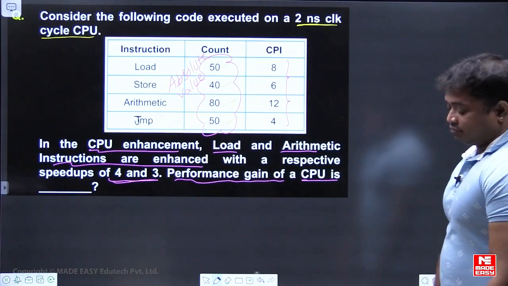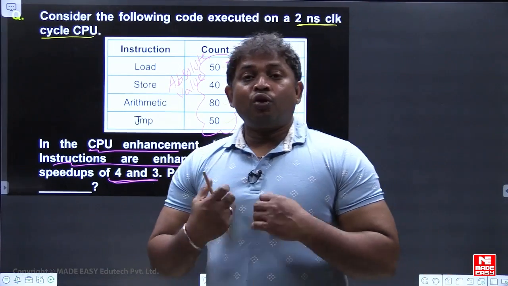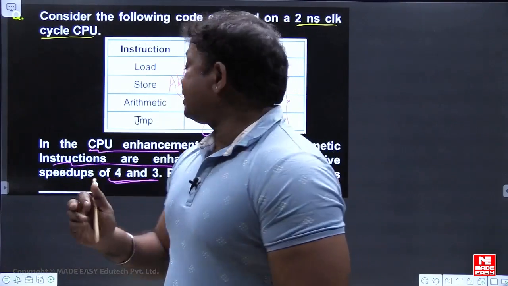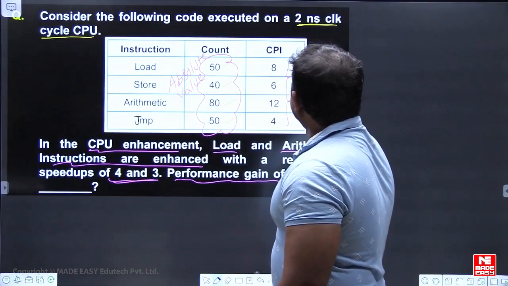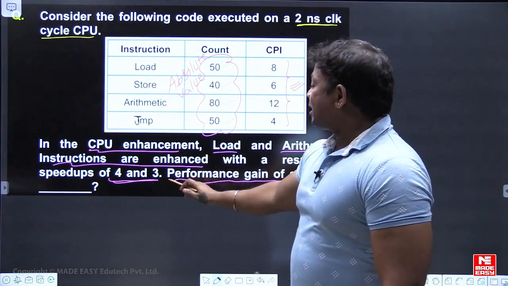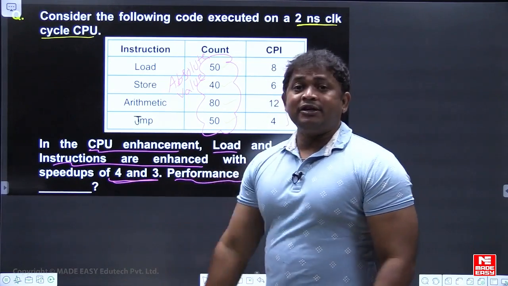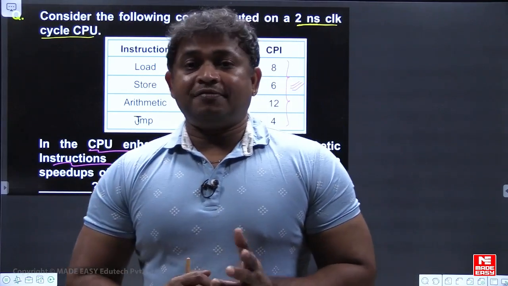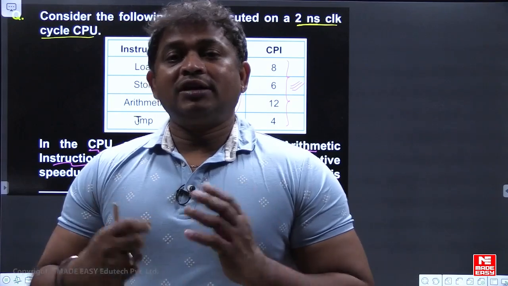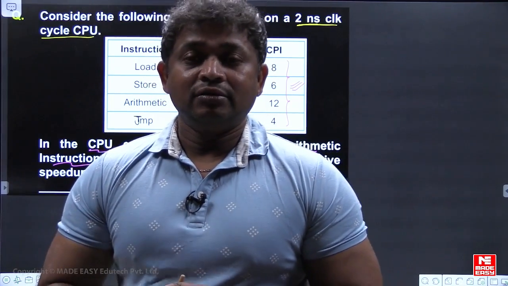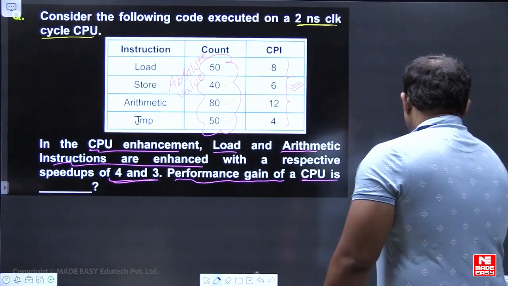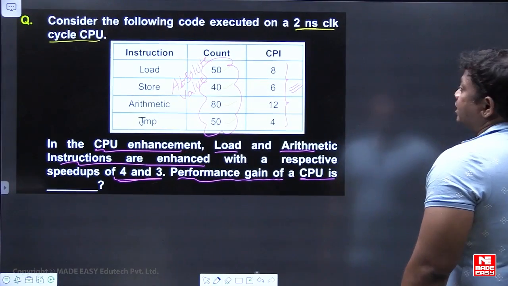This is the question. There is an old system and a new system. Old system characteristics are given like this, so calculate the execution time of the old system. After enhancement, the new system behavior is different, so calculate the execution time of the new system. After that, report the performance gain. All of you, please solve the question. Do it fast.